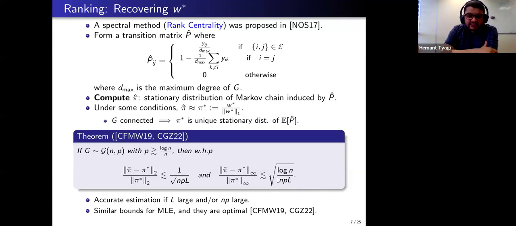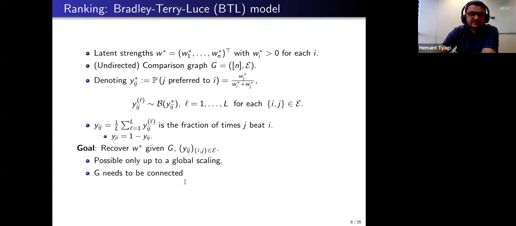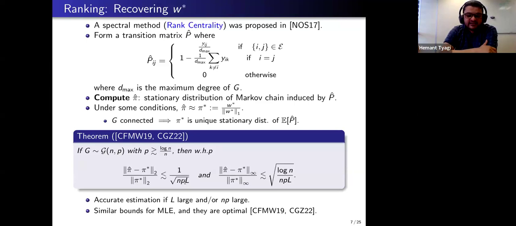So what do these bounds tell us? Well, first they say something very intuitive. If L increases, your error decreases. This is something we would expect based on what we said here. For each ij, if you have more and more comparisons, you will be more and more close to y star ij, so your error should decrease. But also the error decreases if n times p increases. And n times p is really just the expected degree of an Erdős-Renyi graph. So what it says is that if the expected number of comparisons increases, then your error decreases at this 1 over square root n rate, which is the parametric rate for this problem.